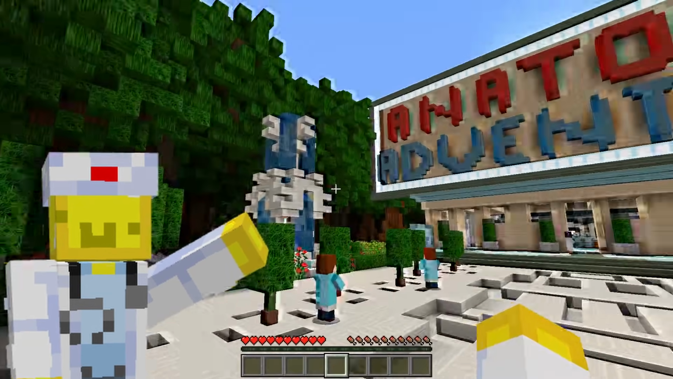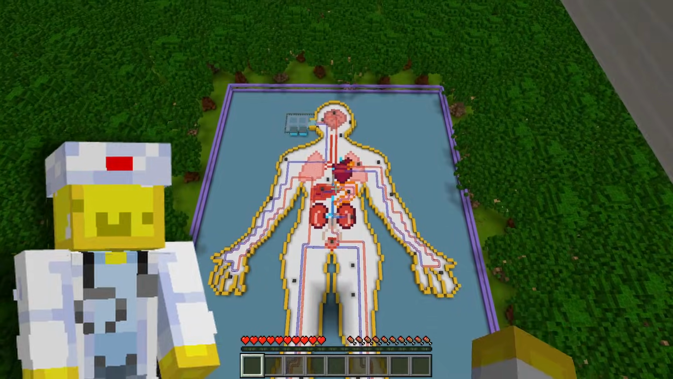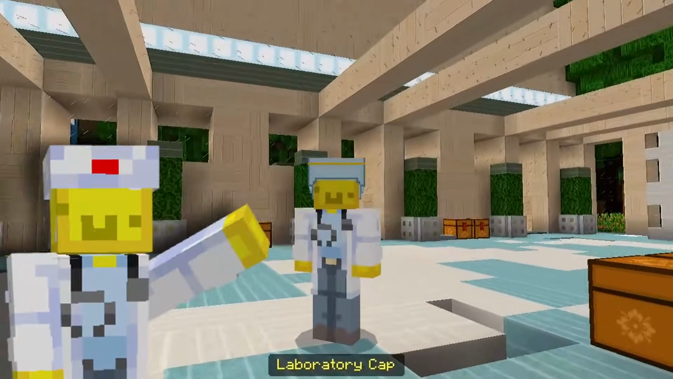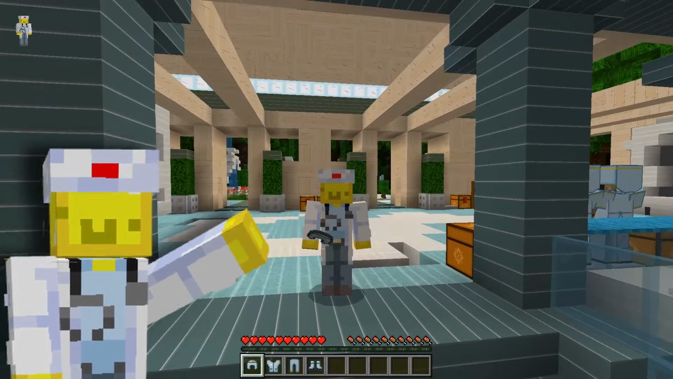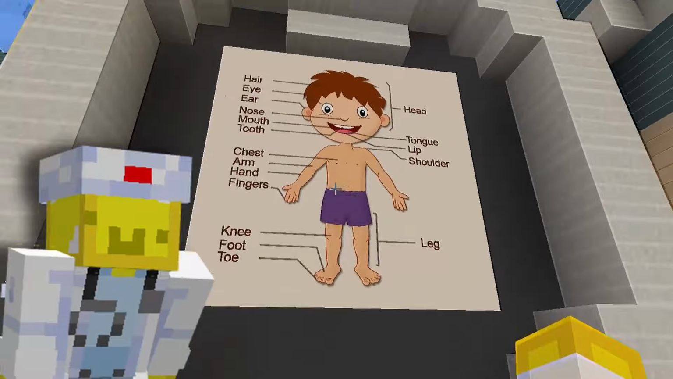This map is called Anatomy Adventure. It's supposed to teach kids about the human anatomy. As we walk in, we are told to put on our lab clothes. I tried it on, but I think my doctor's coat looks better. Walking around, you see these models around, showing the anatomy.